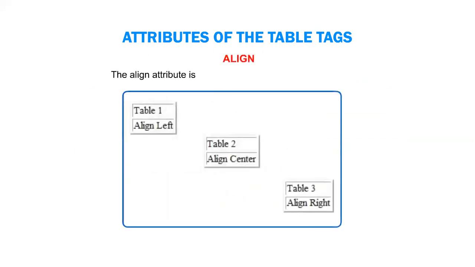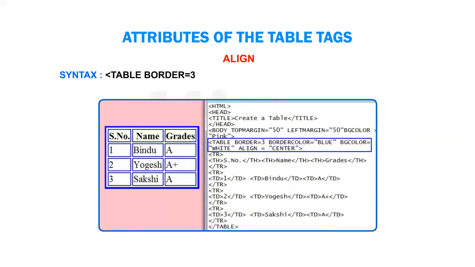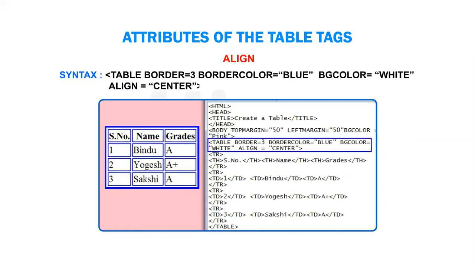Align. The align attribute is used to specify the alignment of a table. By default, a table is left aligned. The alignment can be set to left, center, or right. Syntax: <table border="3" bordercolor="blue" bgcolor="white" align="center">.